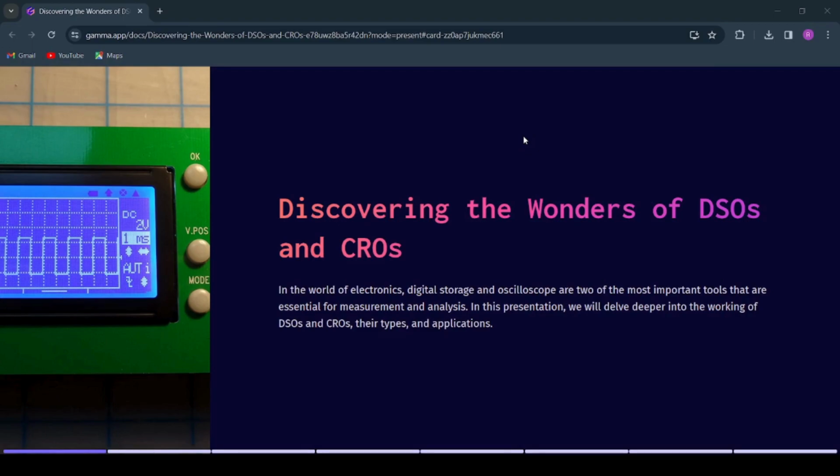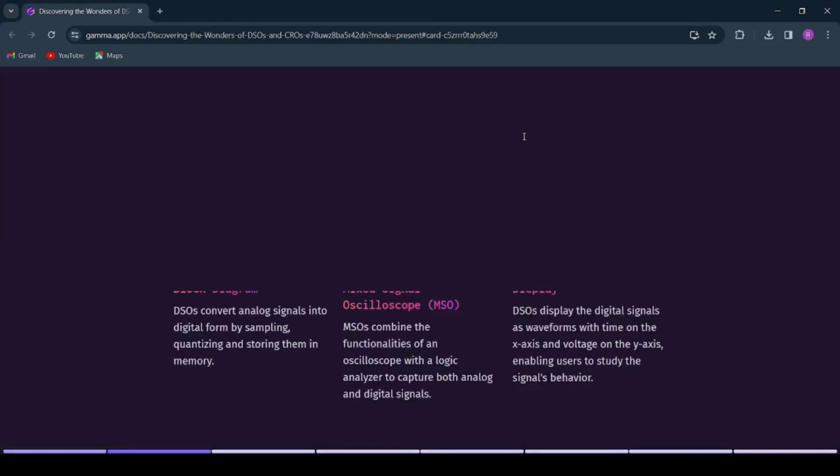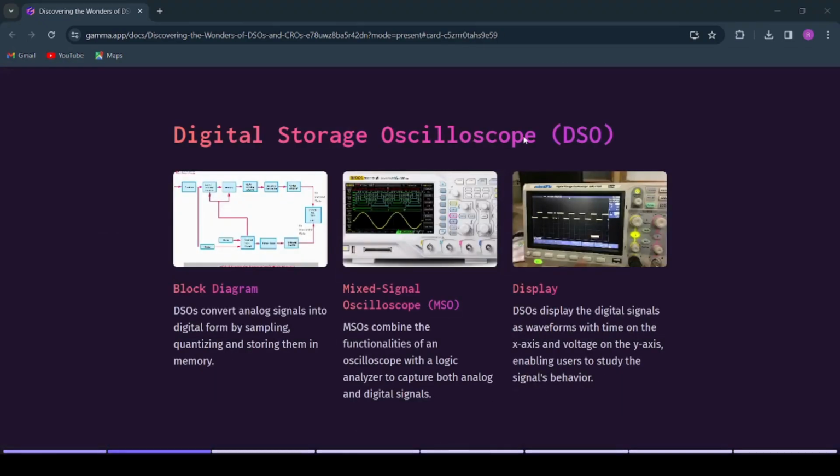In the conventional CRO, there is no procedure for the storage of the waveform, but in DSO, there is a digital memory that is going to store the digital copy of the waveform. Now, I'll give a brief description about the DSO. So, what is the digital storage oscilloscope?